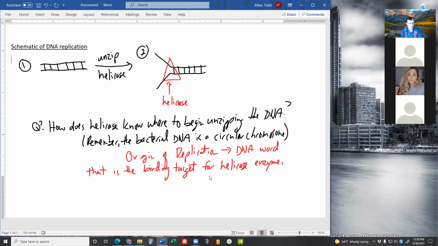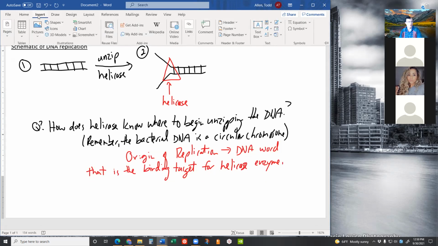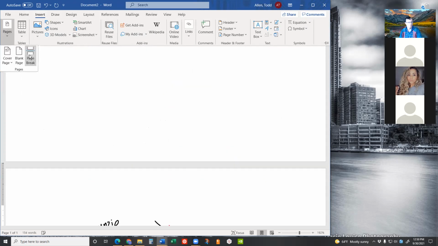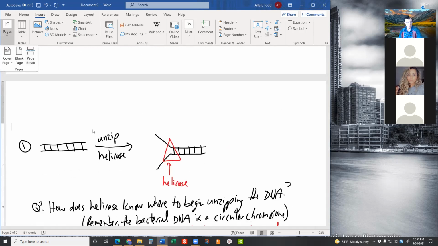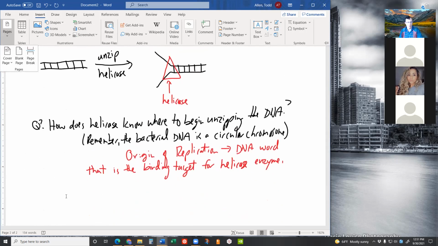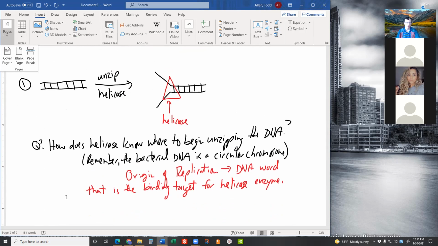Okay, and let's see here. I really want to get another page in here, but oh, technology is not being my friend today. Okay, but I'm going to keep going with this at the moment.